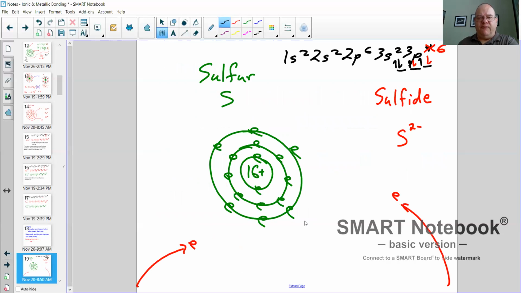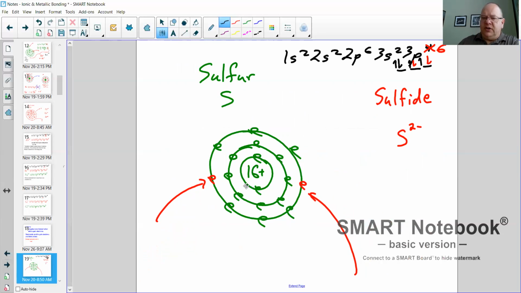All right, so here's that sulfur. Sulfur has 6 valence electrons. So what's it want to do? It would like to grab 2 electrons from somewhere else. And if it grabs 2 electrons, you fill up that valence energy level. So now it's got 2 extra electrons. Think about it. It's got 16 protons. It had 16 electrons. Now it's got 18 electrons. And so its overall charge reflects 2 extra electrons. So we now call it a sulfide ion.